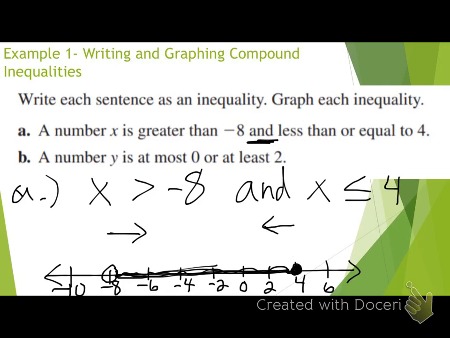What about 4? Is 4 a solution? Yeah, it's got that closed circle. It meets both of my conditions. It's greater than negative 8, and it's less than or equal to 4. Does everyone understand our solutions for an and compound inequality? For a number to be a solution, it's got to meet both inequalities. Okay? We good with letter A? Okay, let's work on letter B.